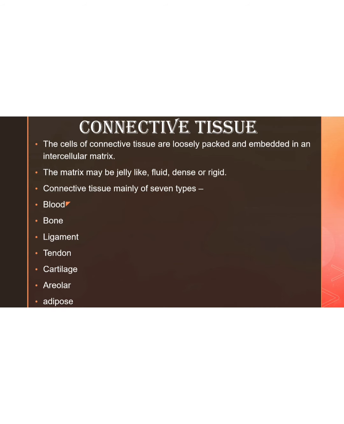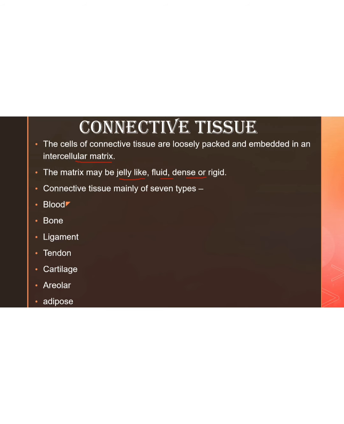So next we will talk about the connective tissue. Connective tissues are loosely packed cells, okay, which are embedded in an intercellular matrix. So they are loosely connected cells which form a connective tissue, and they all are embedded in an intercellular matrix. And here the matrix can be anything. It can be jelly-like, dense, rigid, or fluid.